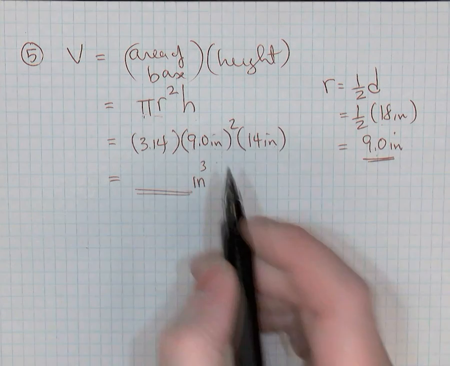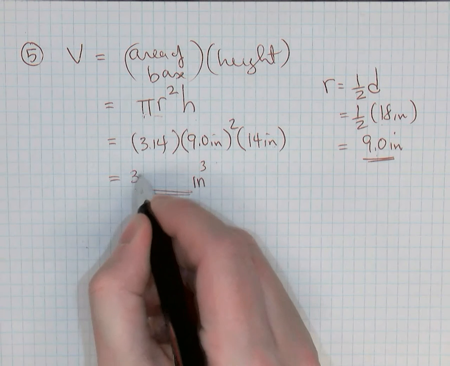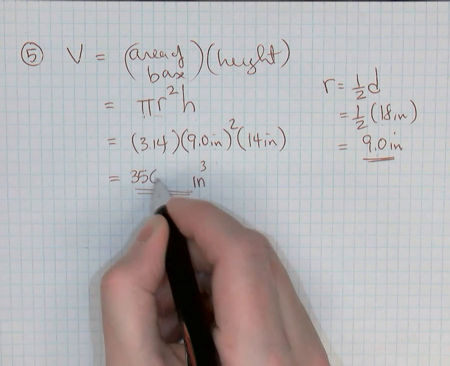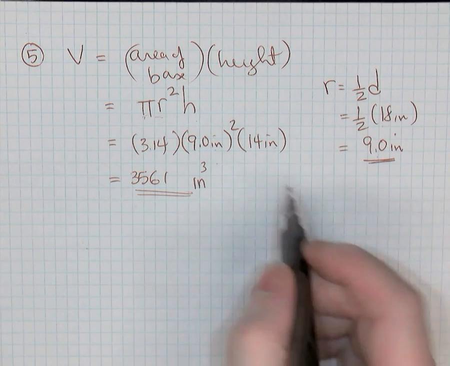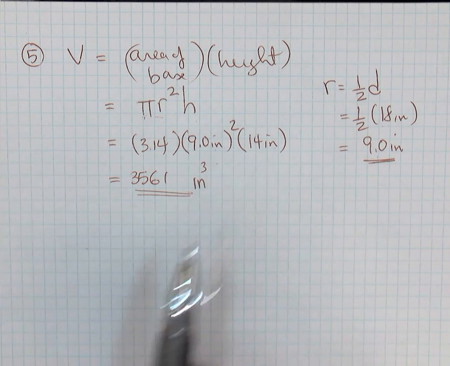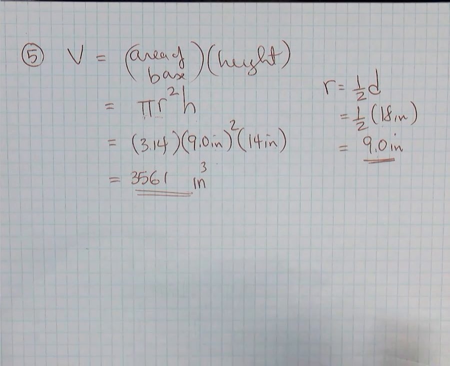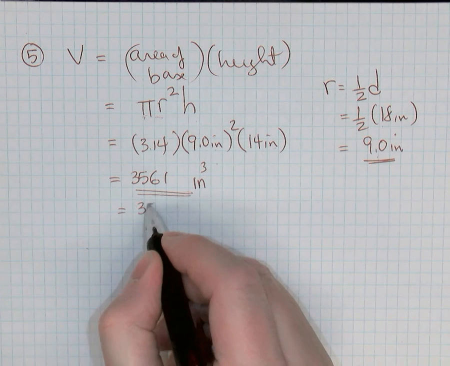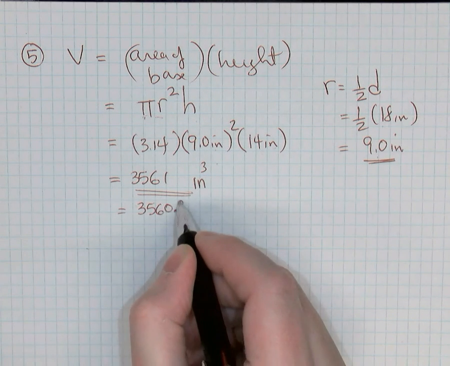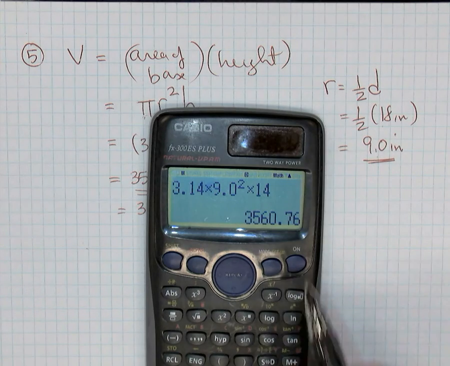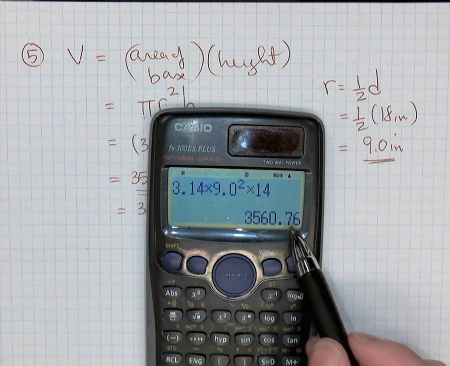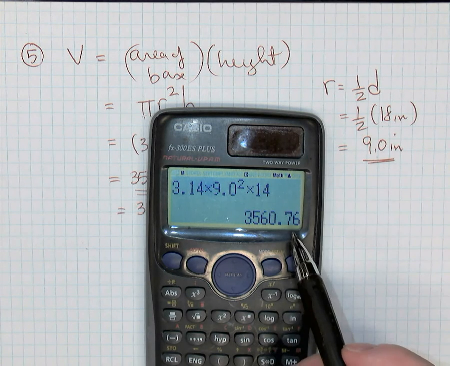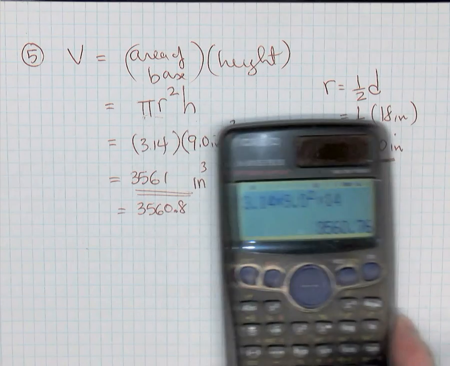So I get this rather large volume, 3,560.76, 3,561 cubic inches. But we're going to round it off to have, oops, we weren't going to look at sig figs for this, were we? It actually said to round off to the nearest tenth. So this is going to be 3,560.8. If we look back at our calculator, 3,560.76. The tenths place would be the first decimal. So since it's 0.76, it'll round up to 0.8.